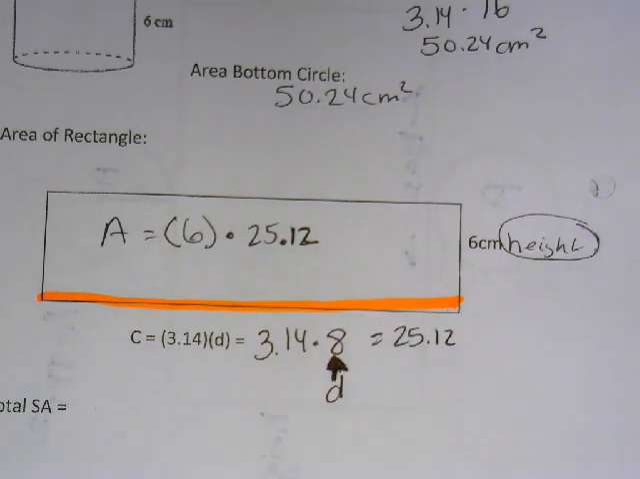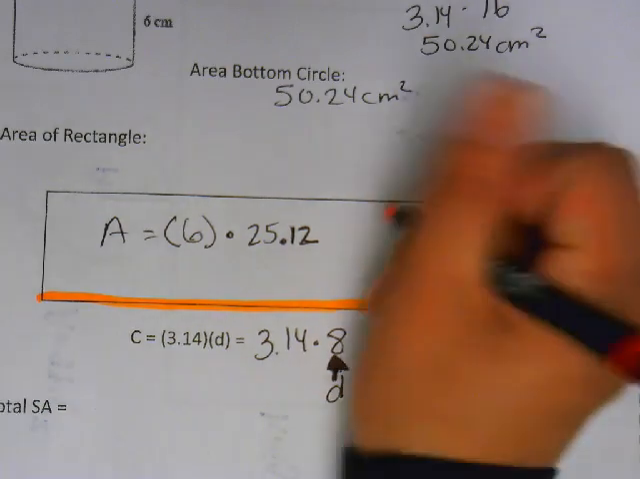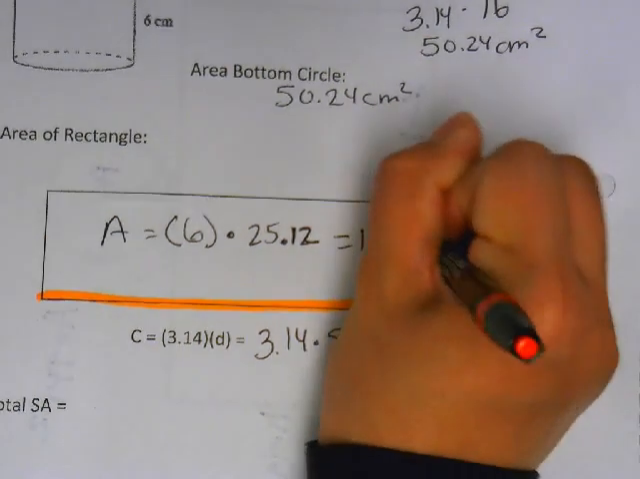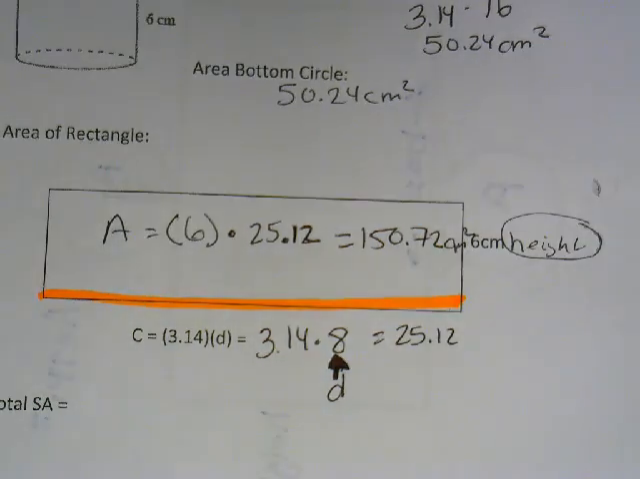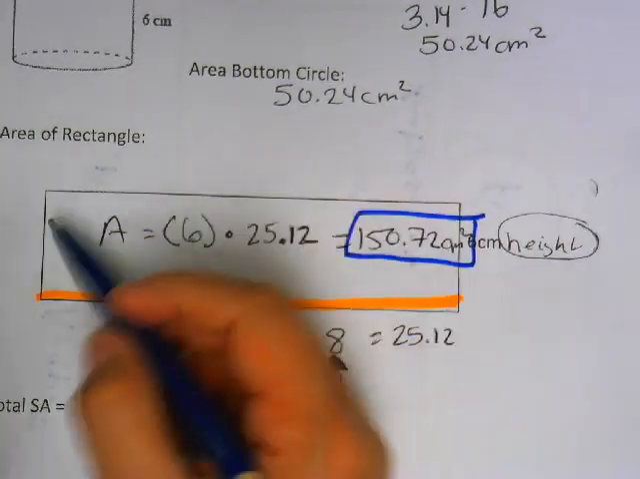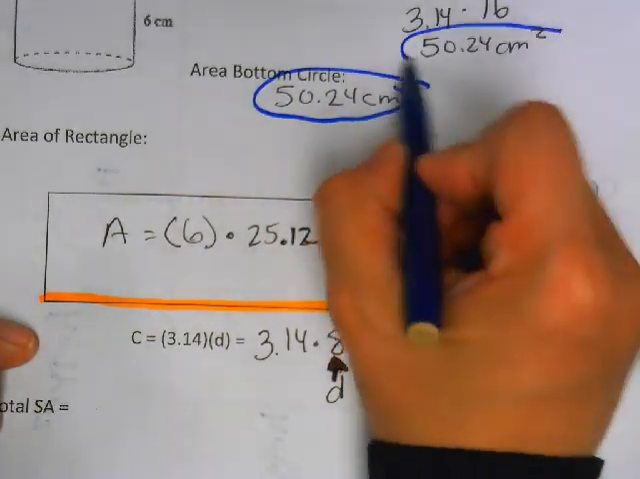All right, now multiply 6 times 25.12. Okay, so what do we get? 150.72 centimeters squared. Okay, so what is that? This is the area of the rectangle. This is the area of the circle. This is the other area of the circle.